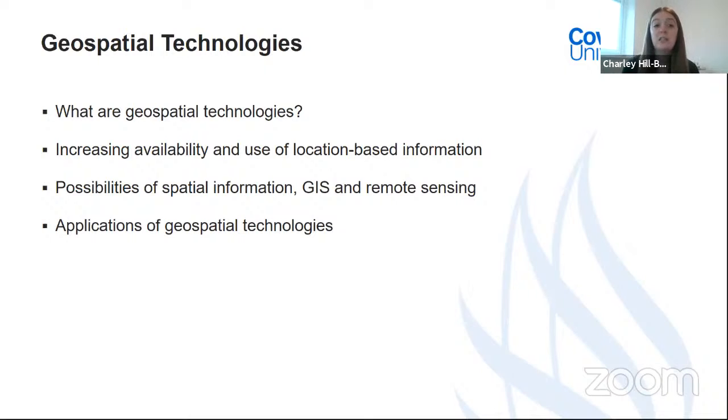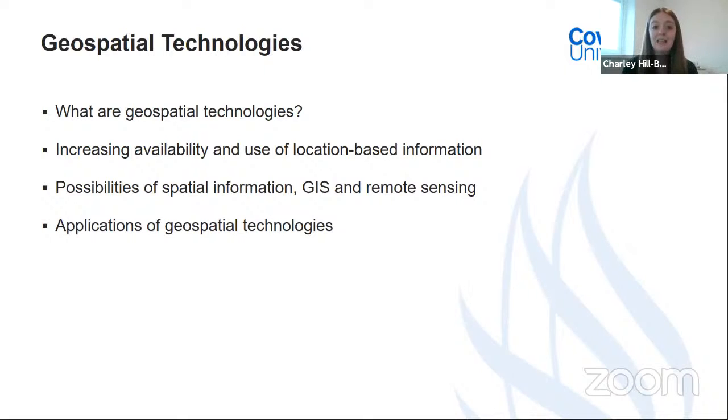So we're going to start to have a look at that, discover that during the session today. We're also going to have a look at why there has been almost this explosion, or data explosion, in geospatial technologies in the last decade or so. So we've got increasing availability of data, spatial data or location-based information.